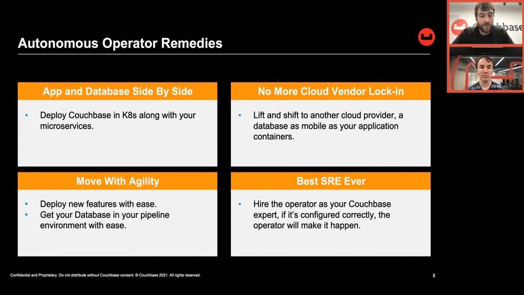In the bottom left, we've got move with agility. So essentially the fact that we can just deploy new features with ease. Because Couchbase is schemaless, you can essentially just deploy these new features. There's no need to update schemas in the database or to have downtime. It can just start taking traffic for this new application feature with new fields and documents. So essentially, the final compounding factor of moving with agility is that you can get your database pipeline in your environment. So essentially, when you've got a new feature, you can fire up a Kubernetes operator instance on your laptops and just test the code.